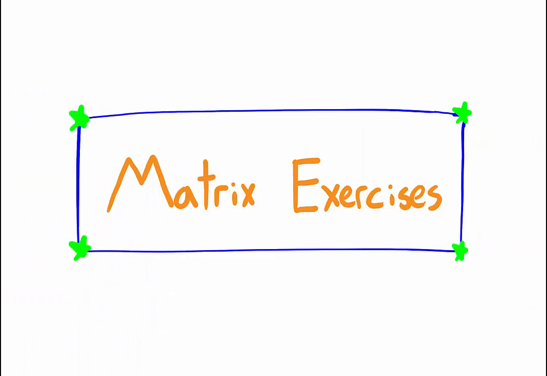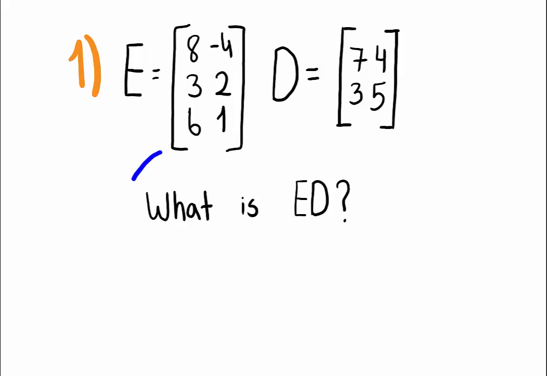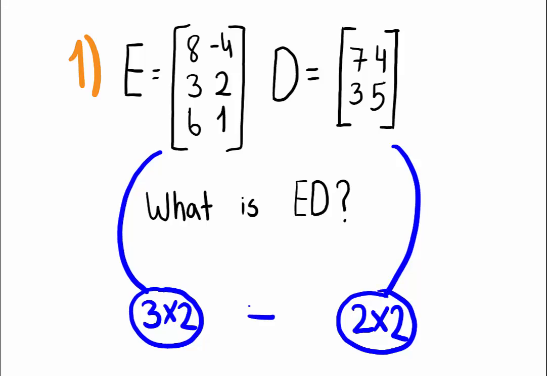Let's do some exercises with matrices. Let's multiply matrix E with matrix D. Matrix E's dimension is 3 by 2, whereas matrix D's dimension is 2 by 2. Since their dimensions do not match, we cannot multiply these two matrices.